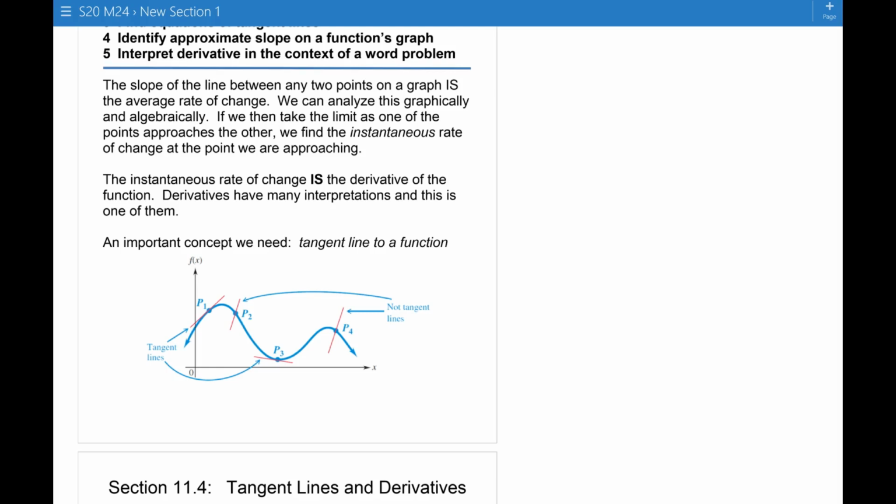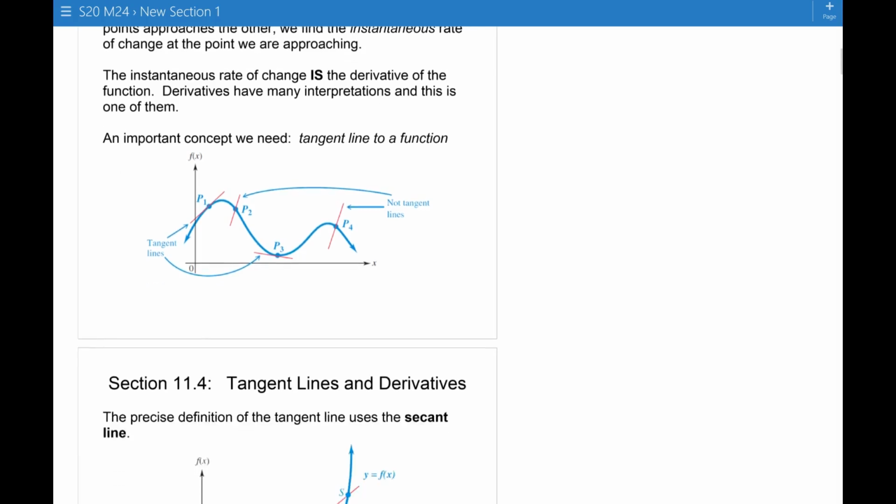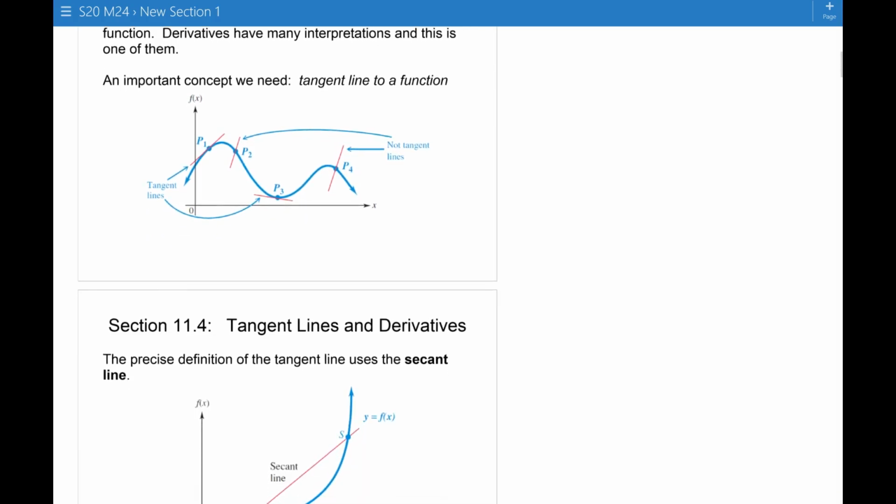So if we then take the limit as one of the points approaches the other, that limit as h went to 0 right at the end of section 11.3, we find the instantaneous rate of change at the point we are approaching. So the instantaneous rate of change is the derivative of the function. Derivatives have lots of interpretations, and this is one of them. So there's an important concept we need that's called the tangent line to a function.